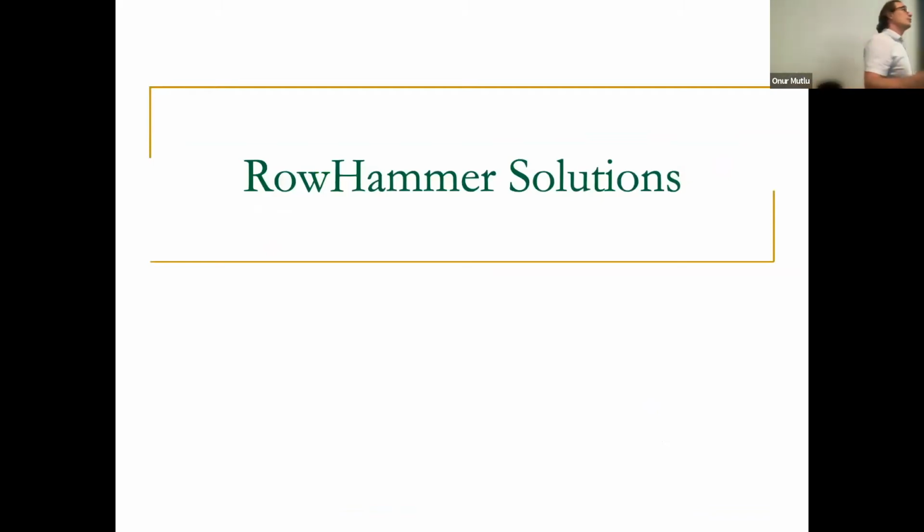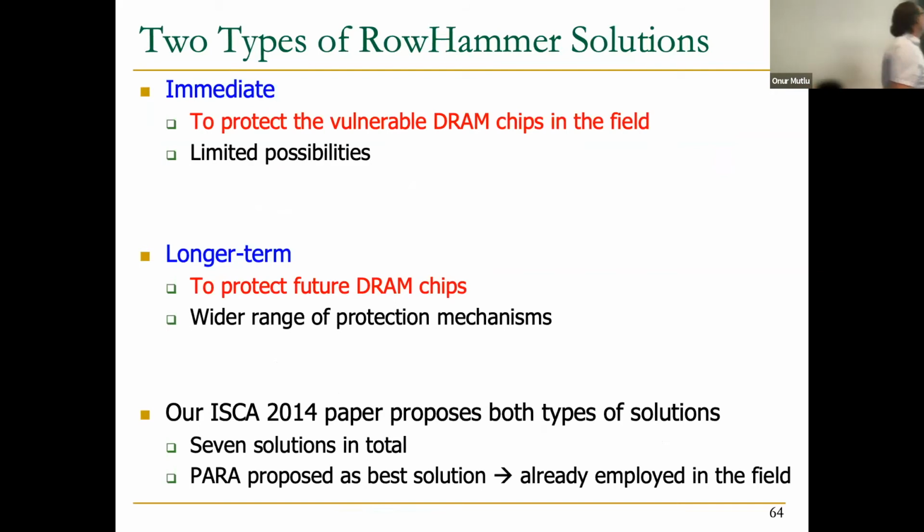But let me jump into the solutions at the time, and then we're going to talk about some of these things. Any questions? Okay, so let's talk about solutions. So clearly, if you have such a problem, you need to have an immediate fix of the problem because there are all of these DRAMs out there, and you need to fix them, right? So clearly, we have limited possibilities because our memory controllers are not intelligent, let's say. But longer term, you can actually do a lot of things. You can change the DRAM, you can change the memory controller, you can change the software, you can change everything. We're going to talk about that a little bit.